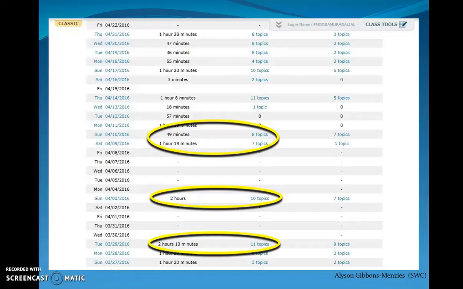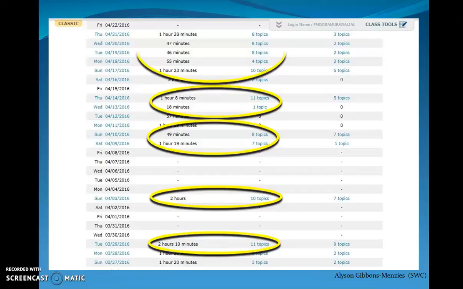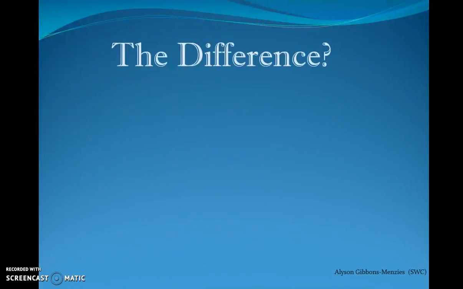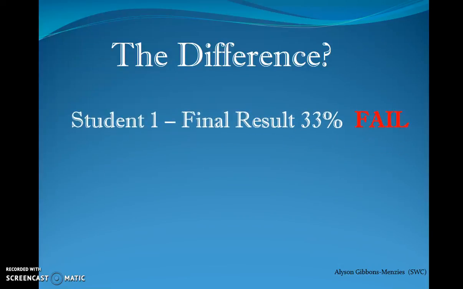This was during the holiday. This was after the holiday, and most important of all, before the final exam. So what's the difference between student 1 and student 2? Well, student 1 had a final exam result of 33%, a fail. The student then had to repeat the course from 0.